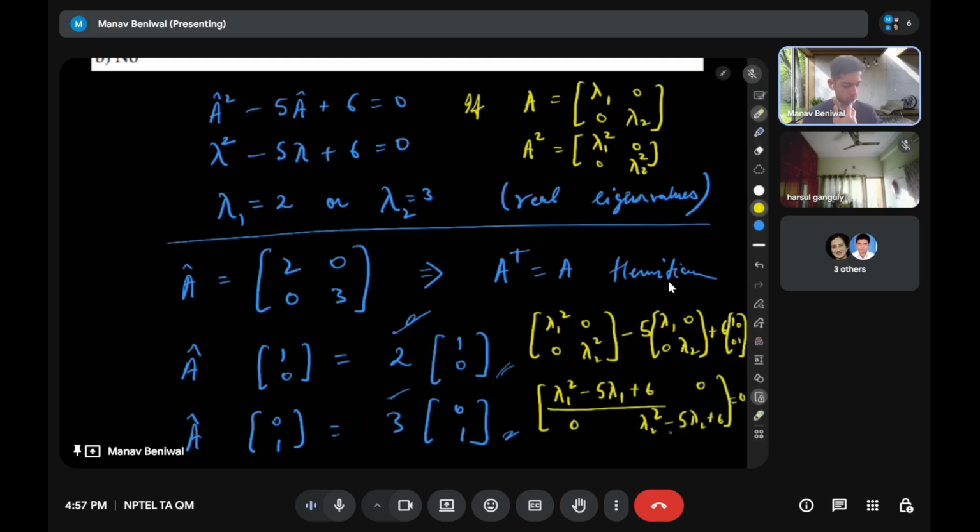So this term has to be equal to 0 and this term has to be equal to 0. Instead of writing them separately, I have just written one equation because both of them are the same equations essentially. This is written in terms of just lambda 1 and this is written in terms of lambda 2. Okay? Thank you.